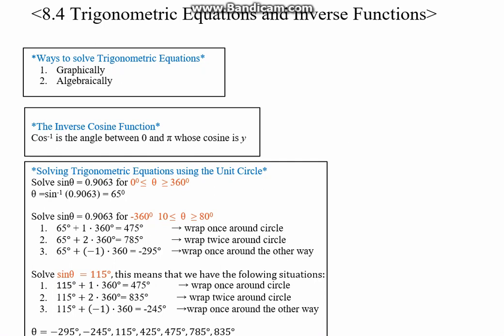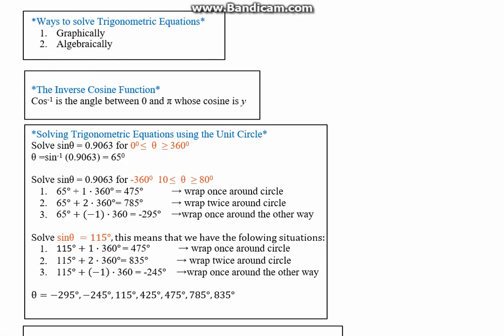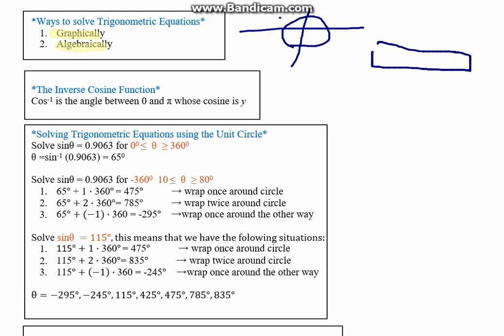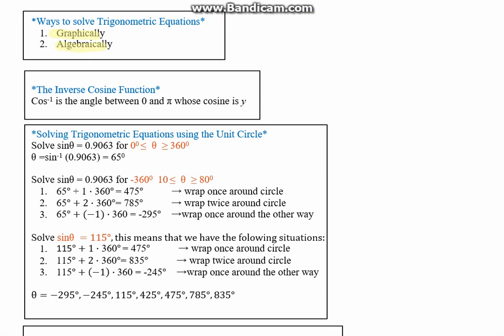If we look at the first part, ways to solve trigonometric equations. The first one is graphically, and the second one is algebraically. Basically, it's just what it says. Graphically is when you use a graph and find it there, or algebraically, you're given an equation and you find it in there. So that's basically what it's talking about.